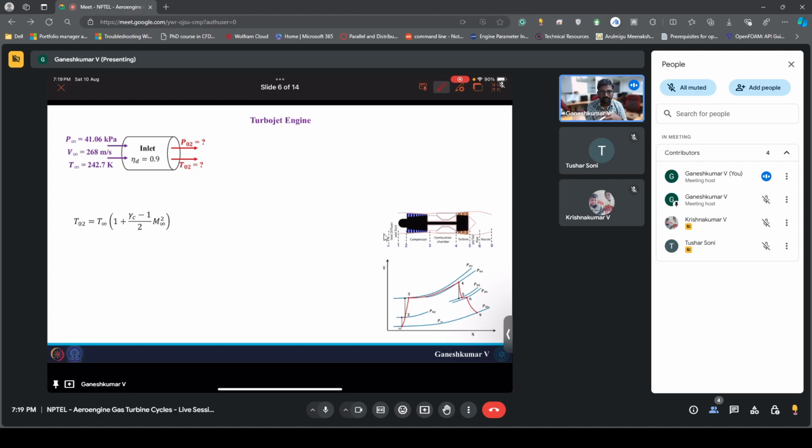Now M infinity is the Mach number at which the flight is moving, right? What the question has given is V infinity. Velocity is 268 meters per second. So we know how to calculate M infinity, which is nothing but V infinity divided by speed of sound. And the speed of sound is square root of gamma R T, right? So if you substitute all these values, you will be able to get M infinity. So if you have a calculator, can you quickly find out? So 268 meters per second is the velocity.